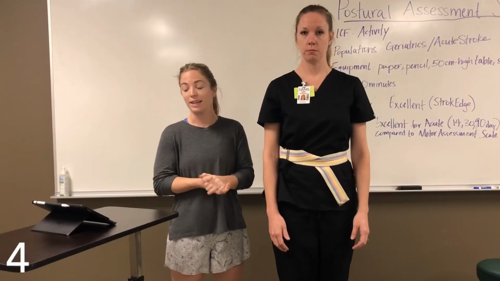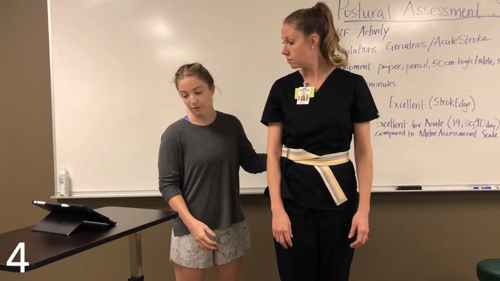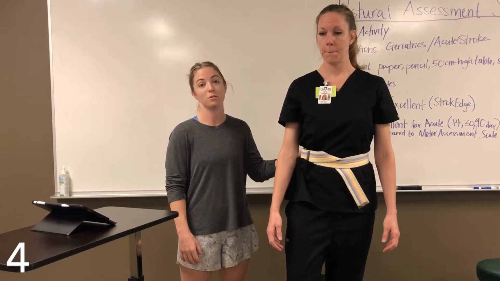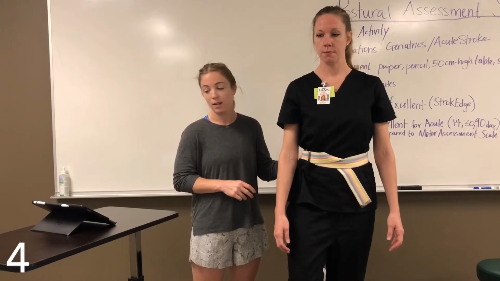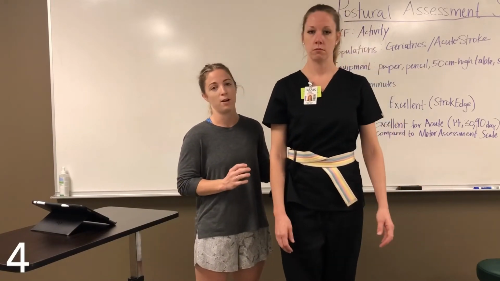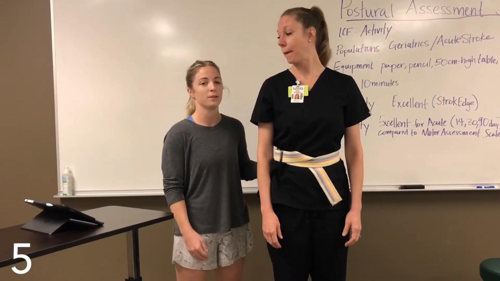Number 4 is standing on the non-paretic leg. So what you're going to do is have them stand on their unaffected side. You're going to monitor their ability to do this, not the quality of them standing or how they get to this position. So a 3 can stand on the non-paretic leg for more than 10 seconds. A 2 would be for more than 5 seconds. A 1 can stand on the non-paretic leg for only a few seconds, and a 0 would be cannot stand on the non-paretic leg at all.